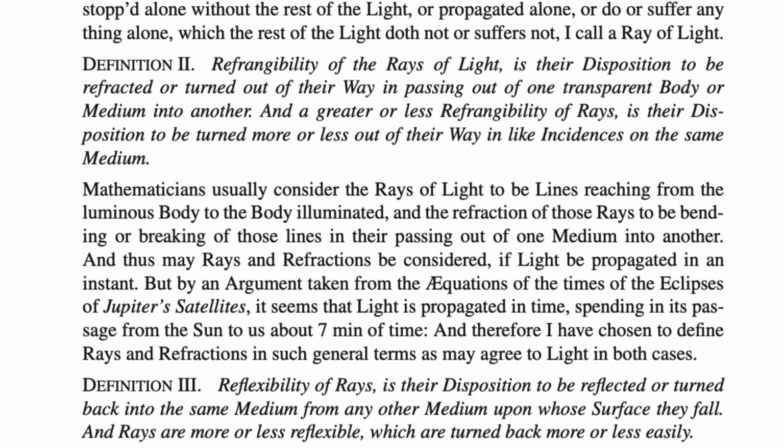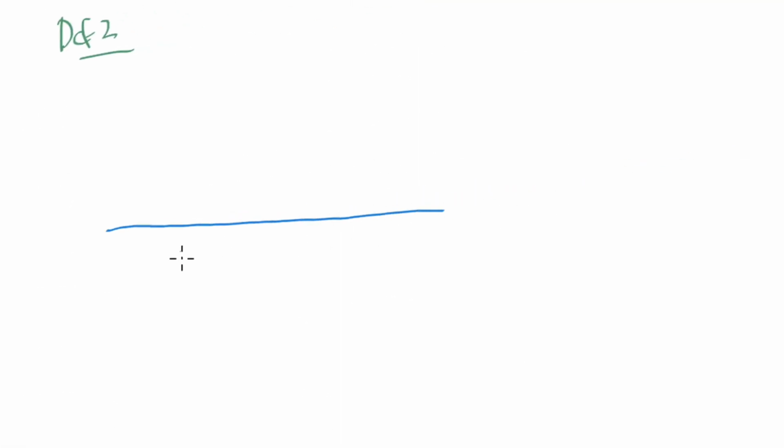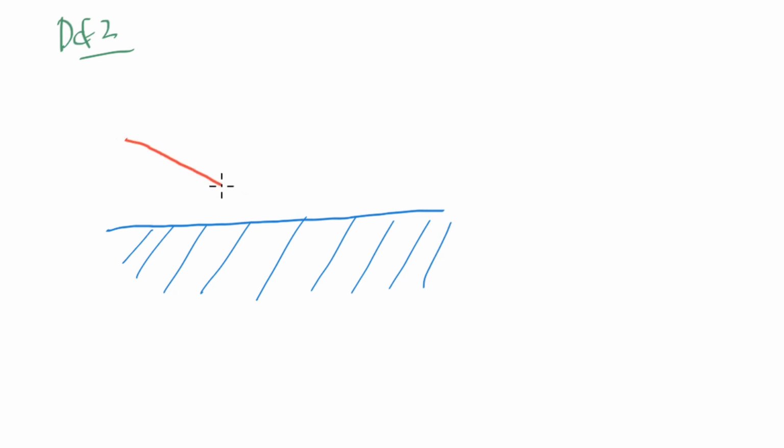So let me sketch something right away to give you a sense of what he's talking about. So the refrangibility of a ray of light, if you have, let's say, a glass block right here, and you take a ray of light and you have it impinge upon the surface, what's going to happen is it's going to bend like this. He's going to talk more specifically about how it bends shortly, but basically the bendability, how easily it's bent, is what he calls the refrangibility of that ray of light. It's a disposition to be refracted or turned out of their original direction. Originally it was going this way, but it got bent.